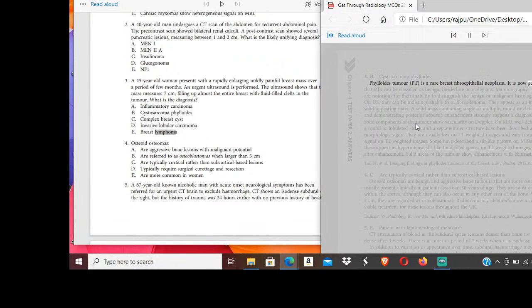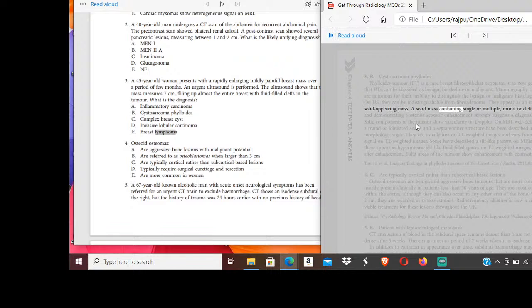It is now generally accepted that PTs can be classified as benign, borderline or malignant. Mammography and ultrasound are notorious for their inability to distinguish the benign or malignant histologic nature of PTs. On US, they can be indistinguishable from fibroadenoma. They appear as an inhomogeneous, solid-appearing mass.